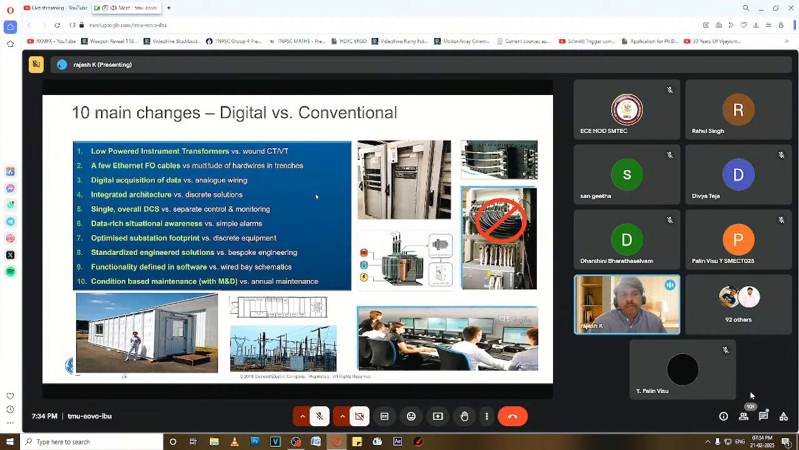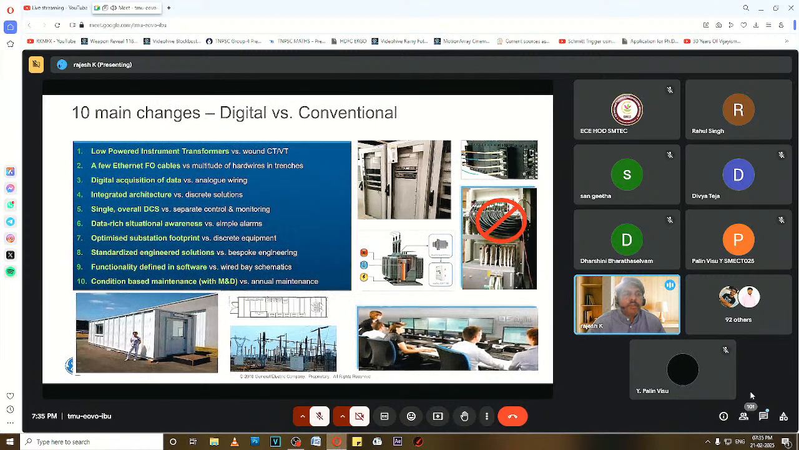Then you will have all the data in digital format, and it is a digital acquisition of data, and it will be easy for us to use. And then it will be an integrated architecture instead of discrete. The moment you digitize, we are not digitizing only the voltage and current parameters; we'll be digitizing many other sensors, like those in the transformers, the ambient temperatures, or the thermal cameras. So many parameters will be digitized. So you will have an integrated architecture.